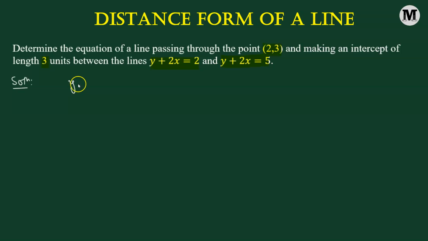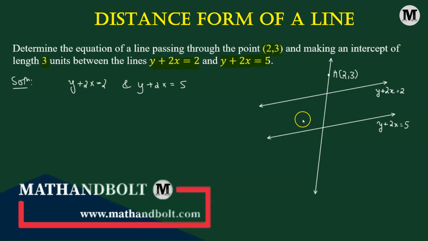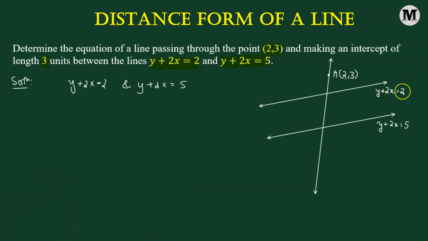Now clearly these two lines, y + 2x = 2 and y + 2x = 5, are going to be parallel to each other. So here we have the two parallel lines. We have another line, let's call it the line L, and we need to determine the equation of this line as it passes through the point A with coordinates (2, 3) and it makes an intercept of 3 units between the two lines.